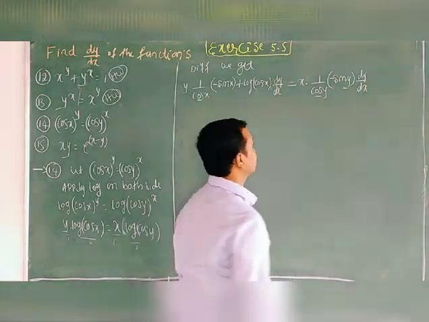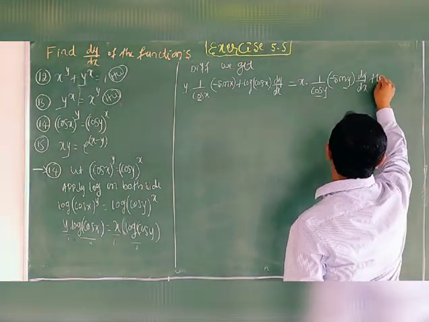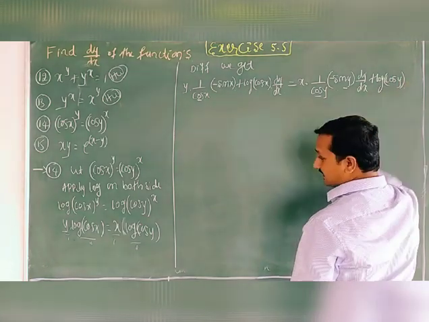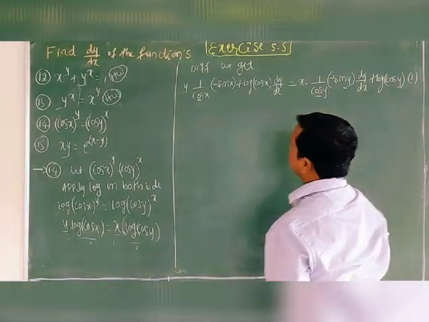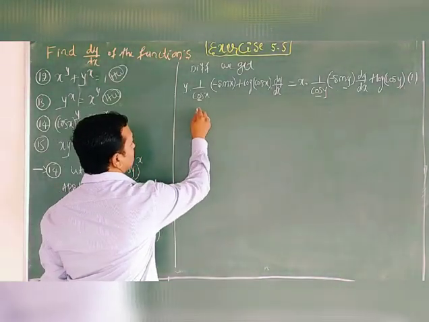Is it clear then? Okay. Then keep the second function as it is. What is your second function? Log of cos y. Log of cos y, keep as it is. Then the derivative of x is 1. Derivative of x is 1. Is that clear? Then again, we will solve one step.